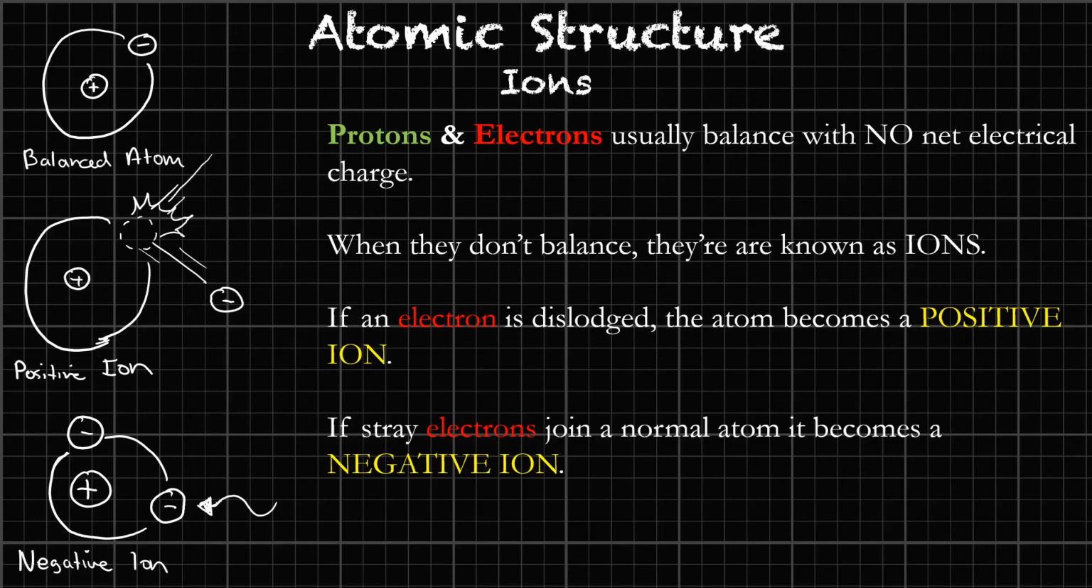Alright, so in summary, most atoms are balanced. Equal number of protons to electrons, the net charge is neutral. If we lose an electron, the scales tip. There's more positive components than there are negative components, so we call that a positive ion. If we gain more electrons than we typically see in the atom, then it becomes a negative ion because the net charge of the atom is now negative. More electrons, more negative, more protons, more positive.